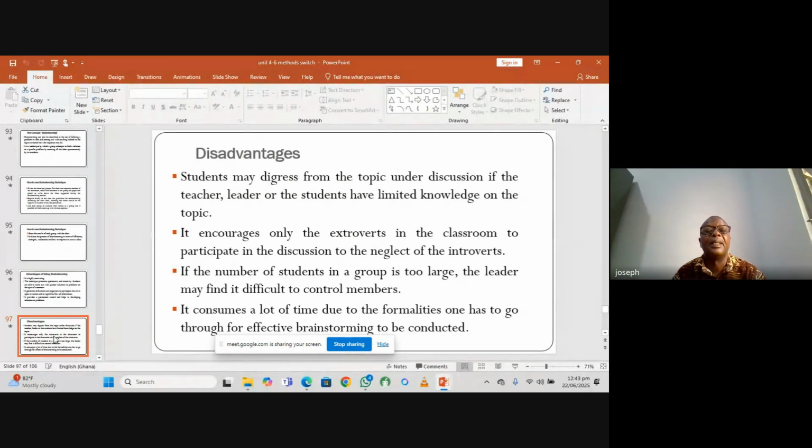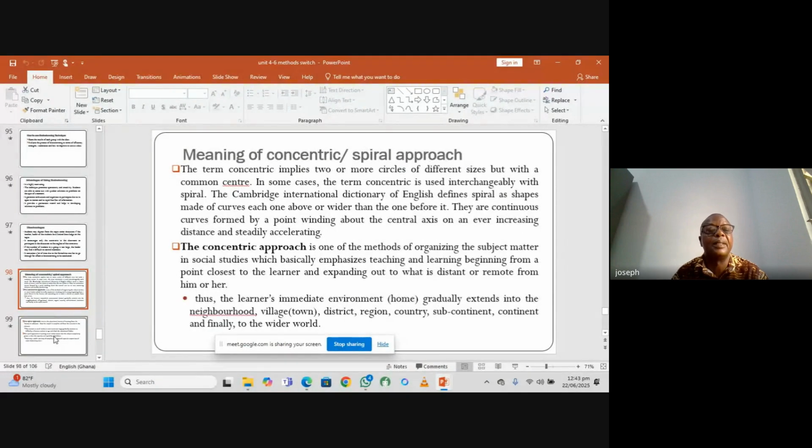If the number of students in a group is too large, the leader may find it difficult to control the members. So if you are putting them into groups, make sure that the size is not too large for the leader to control so that they can come out with solutions. It consumes a lot of time due to the formalities one has to go through for effective brainstorming to be well conducted. And we have more that you can add.